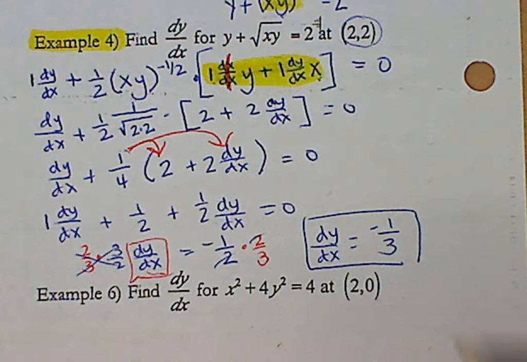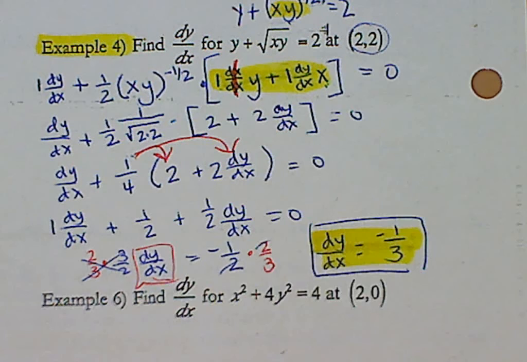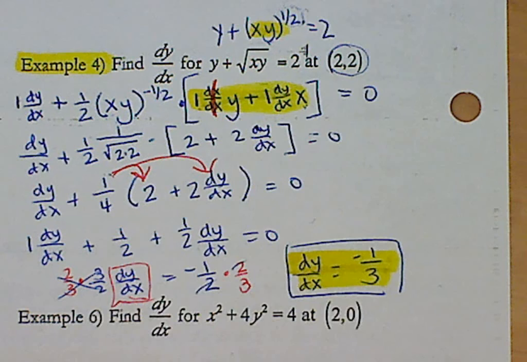So here's my final answer. The slope at the point (2, 2) is negative 1/3.